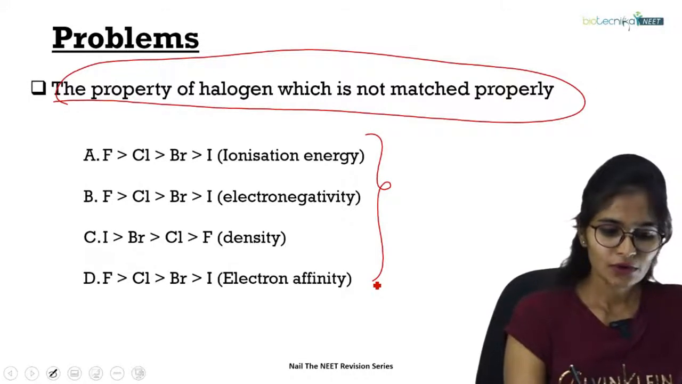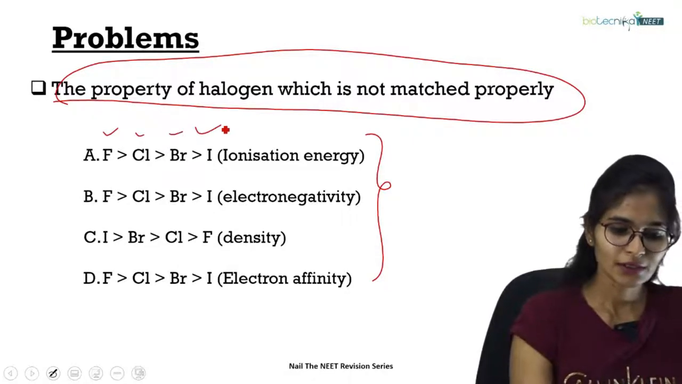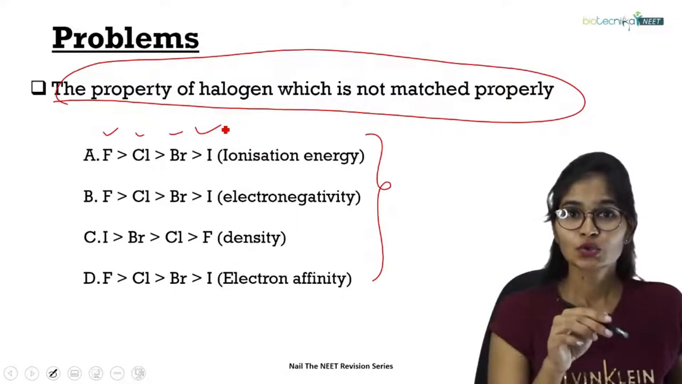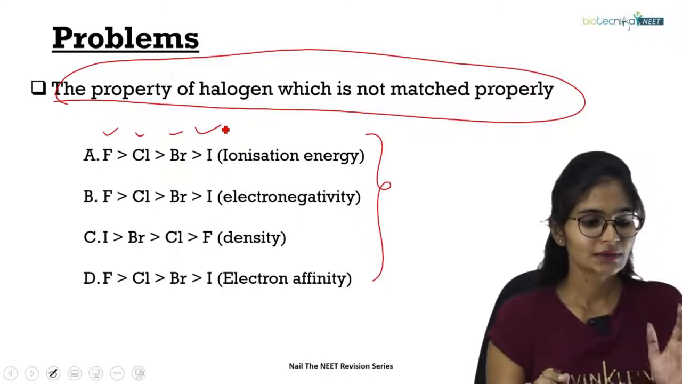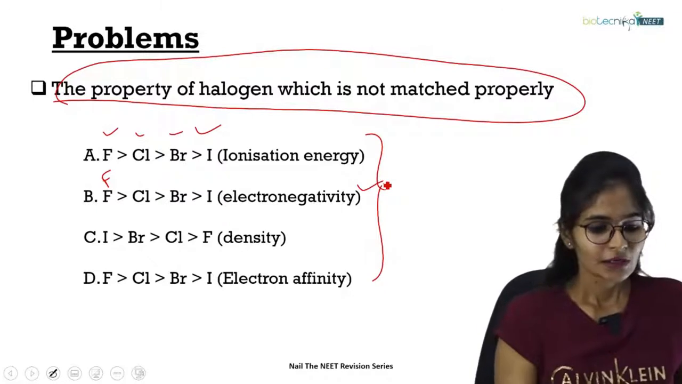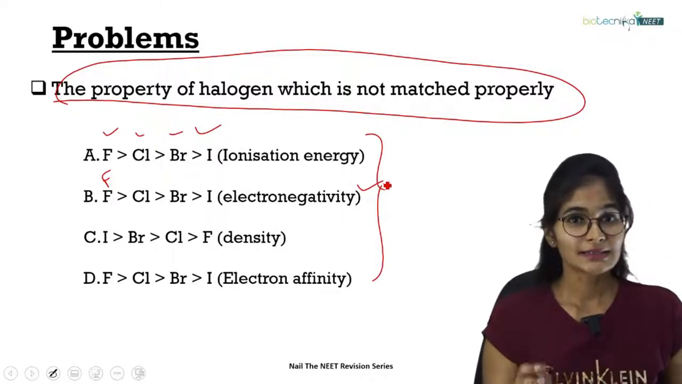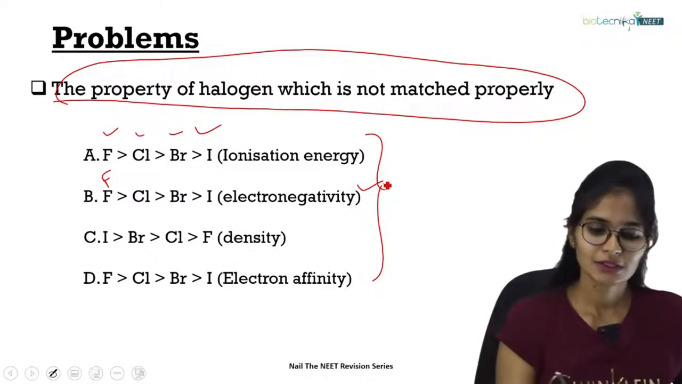Option A is ionization energy. They have given the order as fluorine, chlorine, bromine, iodine. We know that ionization energy increases towards fluorine, so this is correct. Coming to electronegativity, it is common that fluorine is more electronegative. Here they have mentioned it correctly, so this is also correct. Now coming to density, as we go down the group the atomic size increases, then density also increases, so this is also correct.